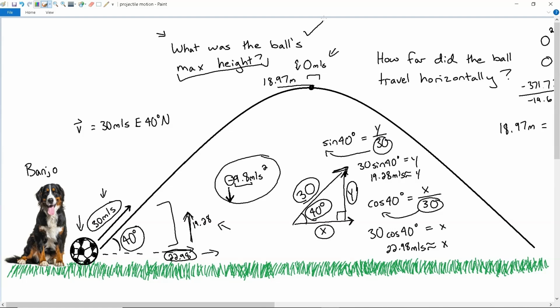All right, that's the first one done. Let's check the second question. How far did the ball travel horizontally? Well, we already know the horizontal velocity of 22.98 meters per second, but we don't actually know how long the ball was traveling at this speed for, or at this velocity. So what we're going to need to do is calculate how long the ball was in the air and then multiply our horizontal velocity by that amount of time. And I'll show you how I'm going to do that.